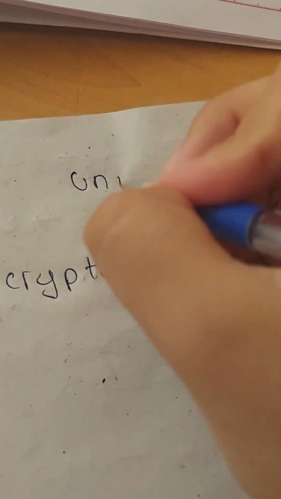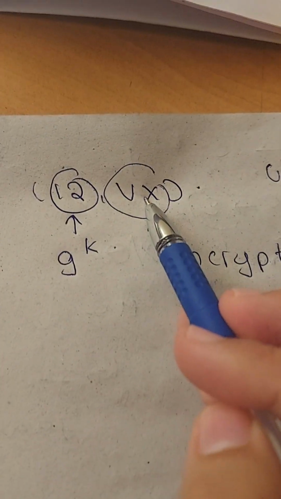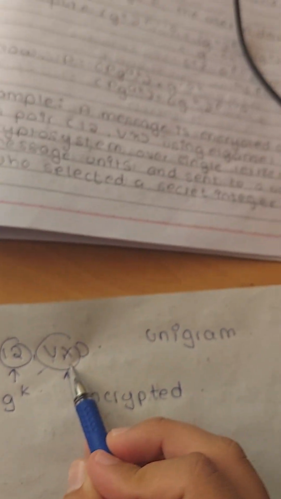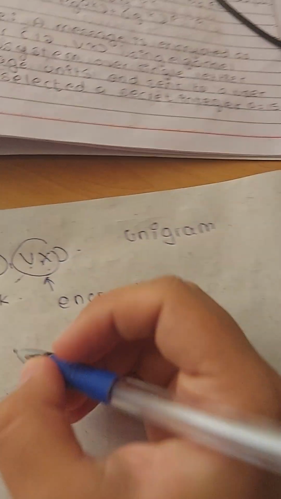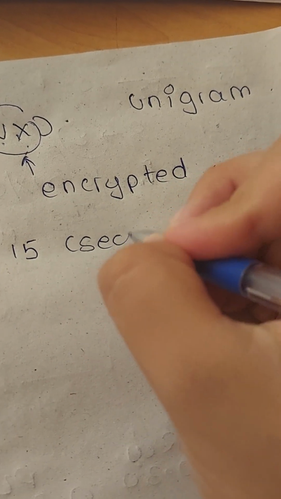Using the ElGamal cryptosystem over a single letter, so we are doing unigrams. It's not like V and X are encrypted together. V is encrypted separately, X is encrypted separately. And it is sent to a user who selected a secret integer a equal to 15. So our a is equal to 15. It's a secret integer, it will be given to us.